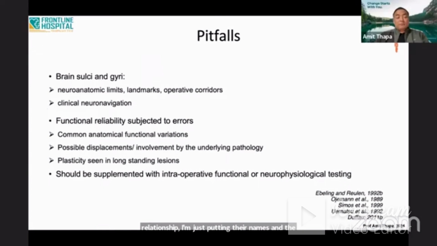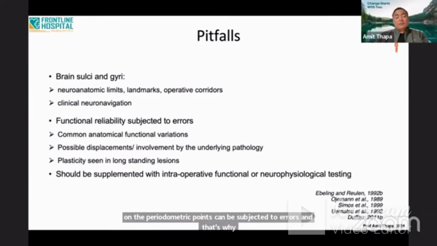However, one should understand that this craniocerebral relationship marks the localization of the cerebral gyri and sulci according to the craniometric points. And as Dr. Rivas has already told in his presentation, there can be anatomical and functional variations even between the two hemispheres. That's why complete reliability solely on craniometric points can be subject to errors, and one has to be cognizant of this fact.